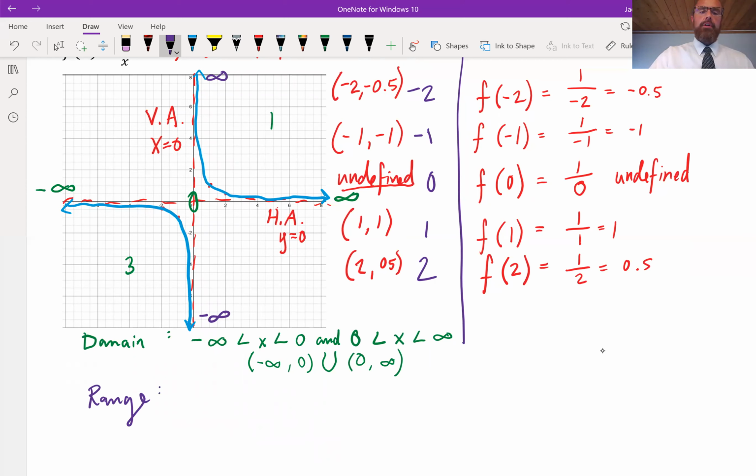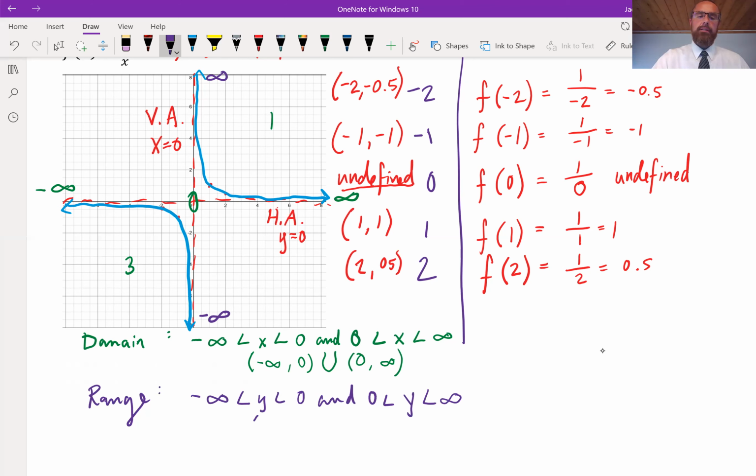The y values start at the lower part of the graph. Negative infinity is less than y is less than 0. Again, 0 is both for the vertical asymptote and the horizontal asymptote. And 0 is less than y is less than infinity. So the only difference is the variable.